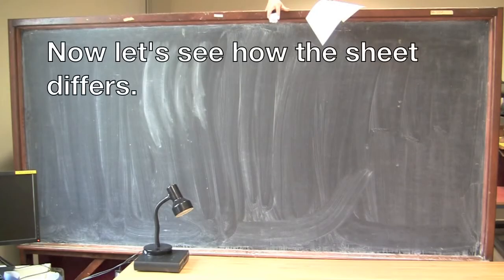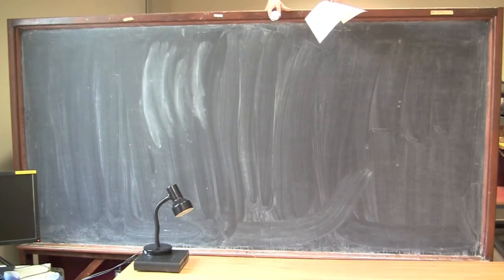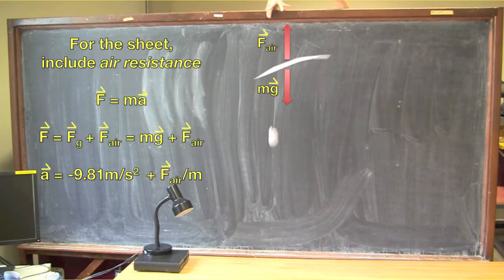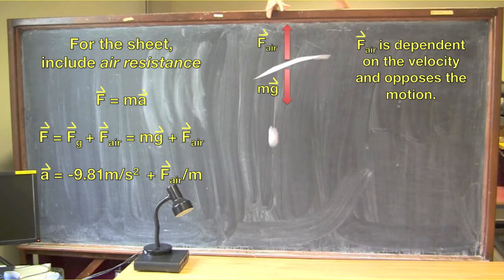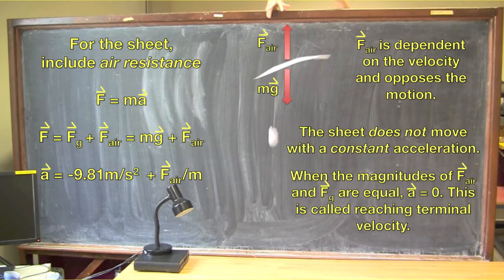Now let's see how the motion of the sheet differs from that of the ball. For the sheet, we have to include the air resistance. This air resistance points in the opposite direction of the motion of the object, and is roughly proportional to the velocity of the object at low speeds. The sheet does not move with a constant acceleration. When the magnitudes of the air resistance and the weight are equal, the acceleration is then zero. This is called reaching terminal velocity.